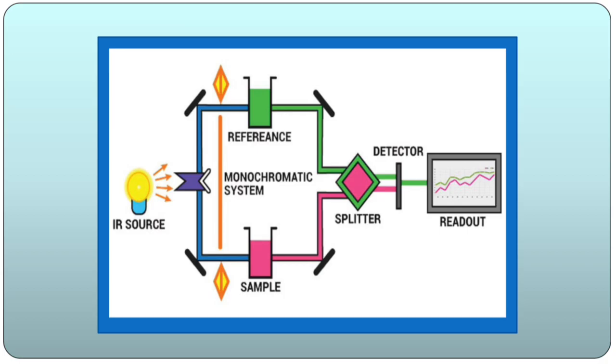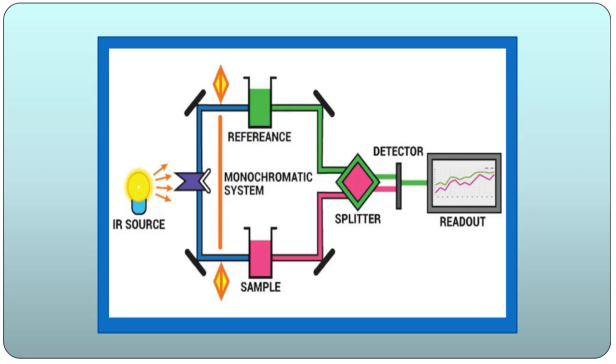And the third one is reference and sample. The beam is split into two parts. One beam goes through the reference and another beam goes through the sample that is being analyzed. And the fourth one is the splitter. The beam splitter divides the IR radiation into two beams, one for the reference and another one for the sample.